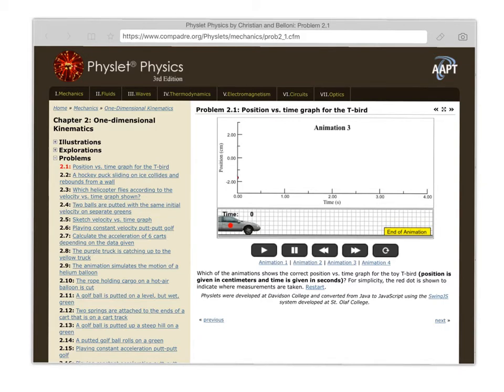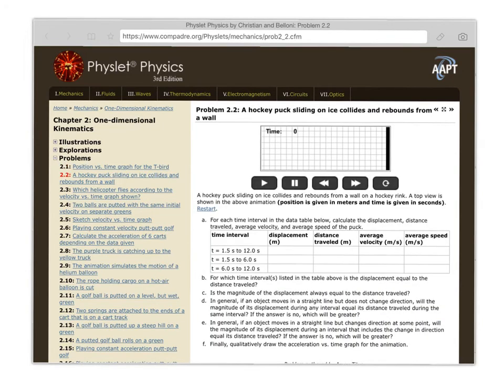Let's see what's wrong with number 4. So what's wrong with that one? Well, it starts at a positive 1.7 and it goes to a negative 2.3, and the acceleration is negative.